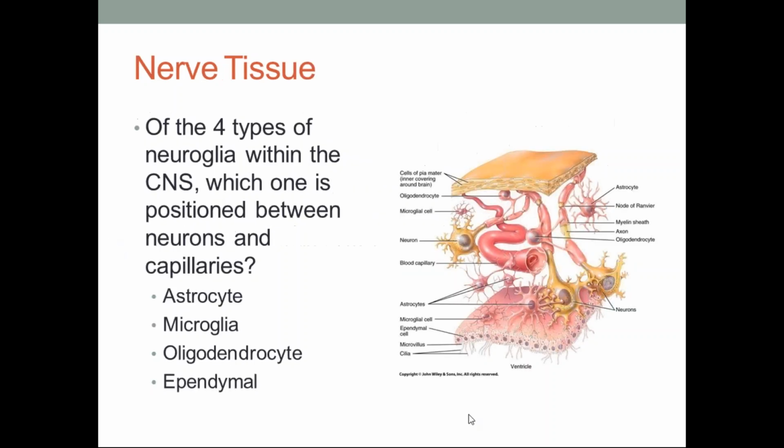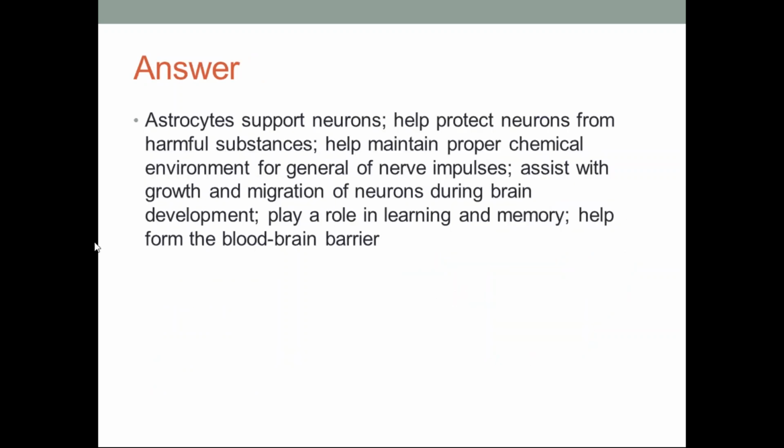Those of you that were thinking of ependymal, remember ependymal are between your blood and the subarachnoid space and the ventricles and stuff, right? So astrocytes support neurons. They help protect them from harmful substances. They help maintain the proper chemical environment for the generation of nerve impulses. They also assist with growth and migration of neurons during brain development.